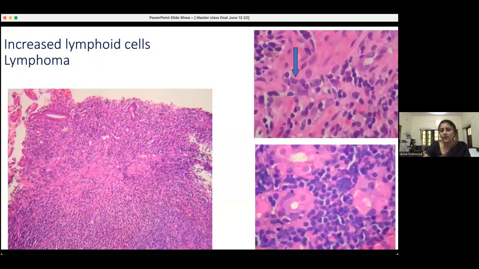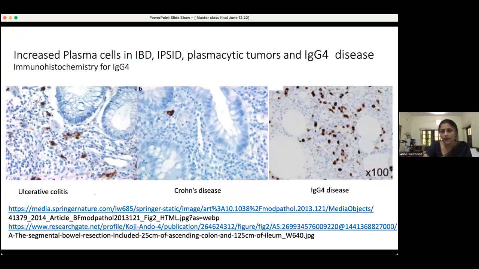Of course, lymphomas are the hallmark disorder where you have increased lymphocytes, and there are so many features that help to distinguish IBD and inflammatory conditions from lymphoma. Increased plasma cells, interestingly, are seen in IBD, in various tumors, but the hallmark disorder with increased plasma cells is IgG4 disease. So again, in UC, you can get a significant increase in IgG4 plasma cells, but you don't see the other inflammatory changes, and the number of IgG4 plasma cells is usually less than in IgG4 disease.